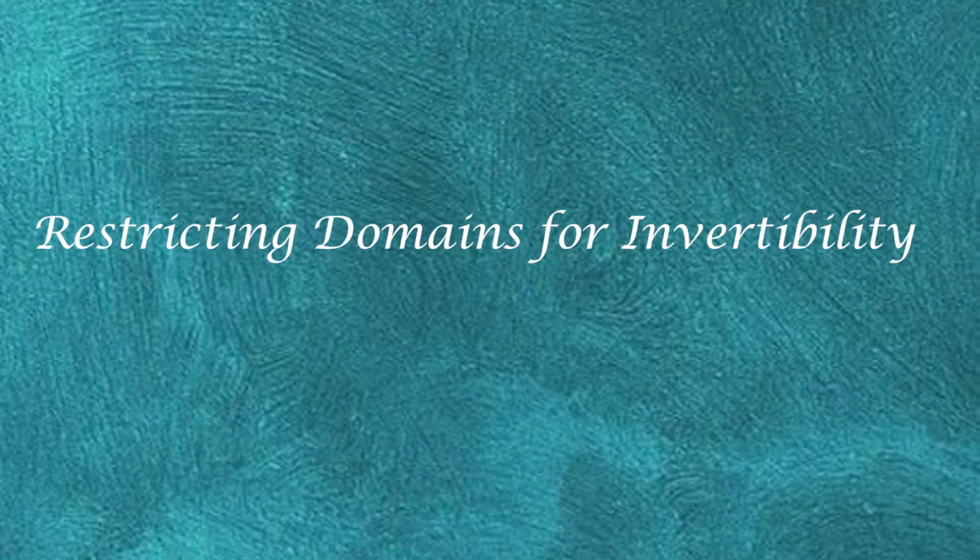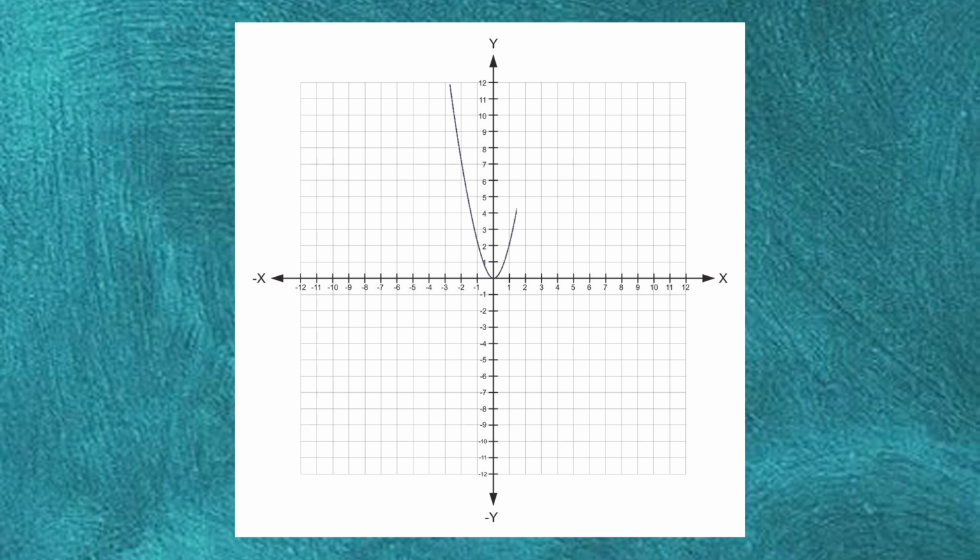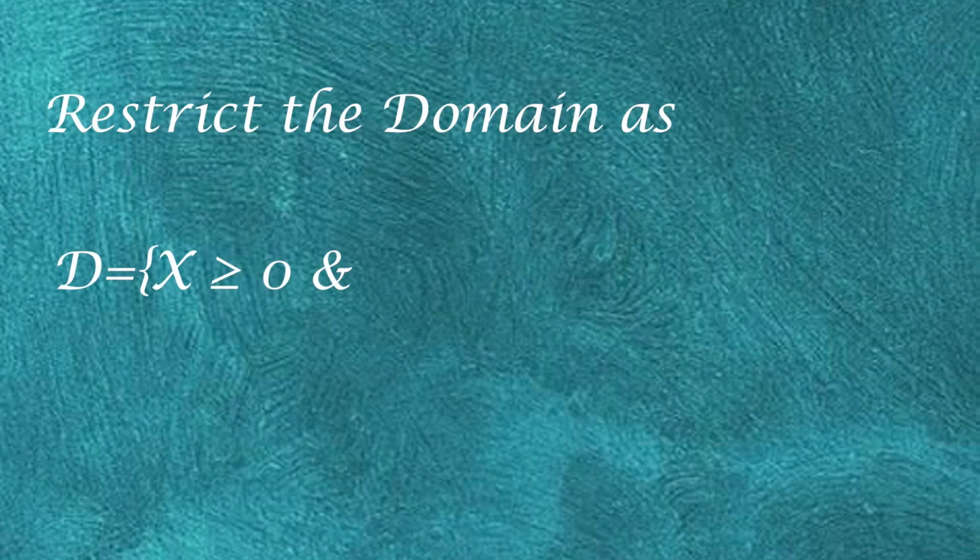The next point is restricting domains for invertibility. In order to get inverse functions, we restrict the domain of a function. For example, the function f of x equal to x squared is first of all not invertible. Then what if we restrict the domain to x greater than or equal to 0, or x less than or equal to 0?